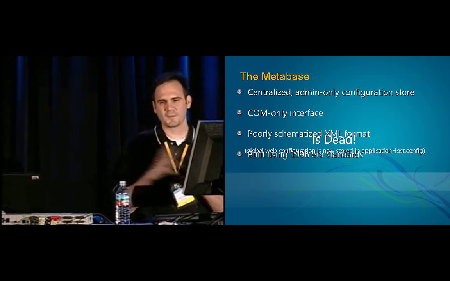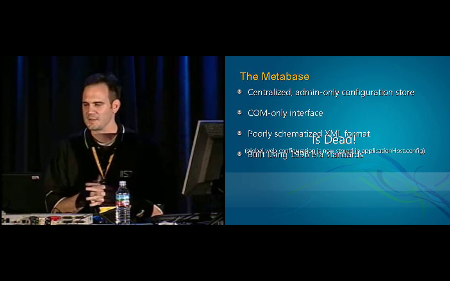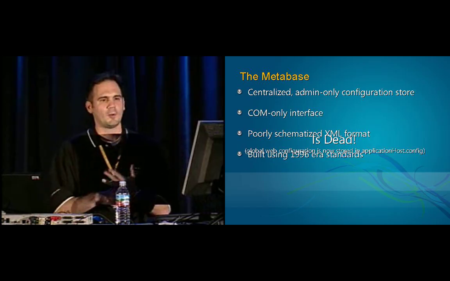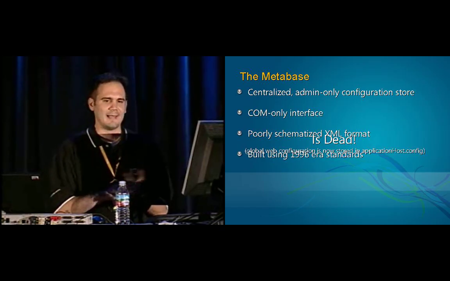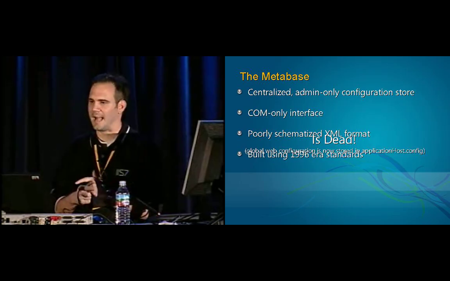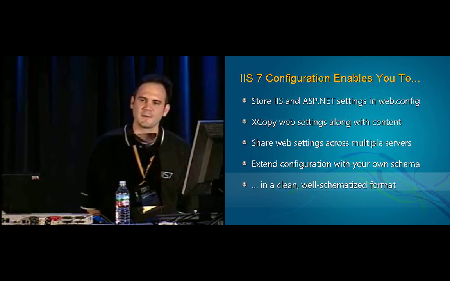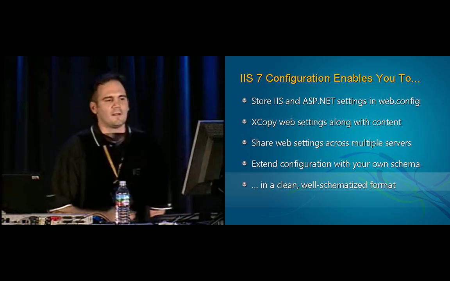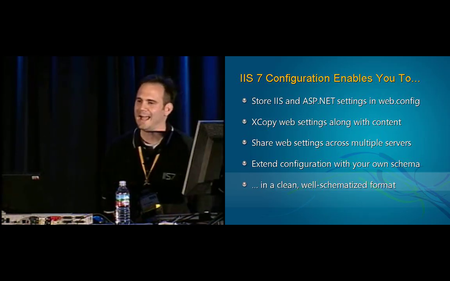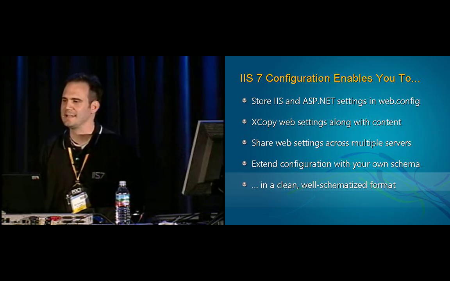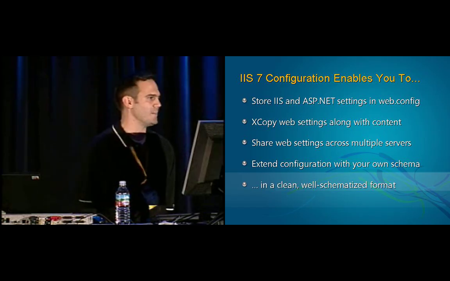It no longer stores web configuration. Instead, we now store web configuration in terms of global defaults and site and app pool settings in a file called application-host.config. But IIS 7 enables much more than that. For the first time, you can now store IIS and ASP.NET settings in the same file, in web.config.